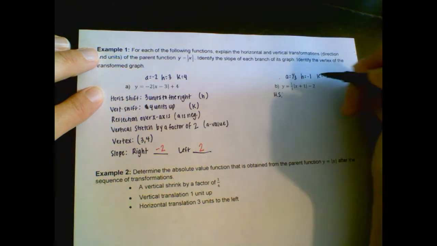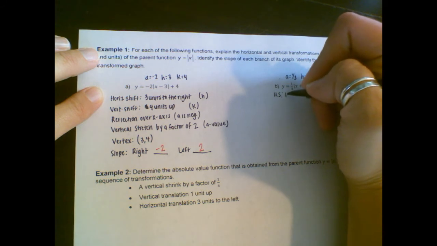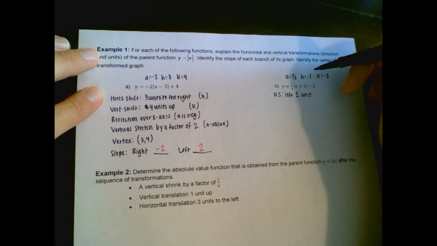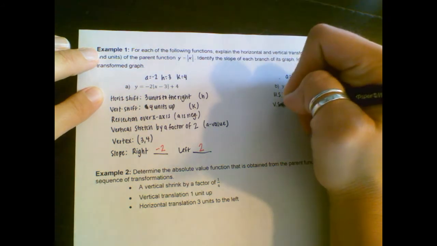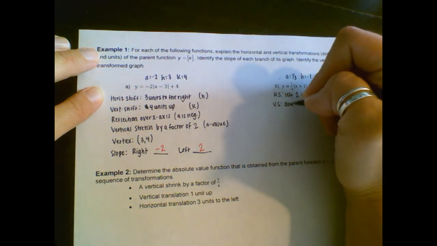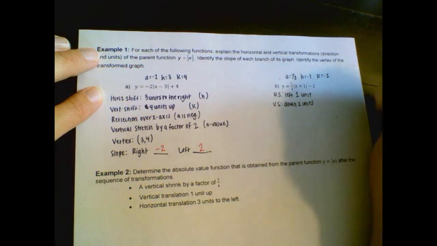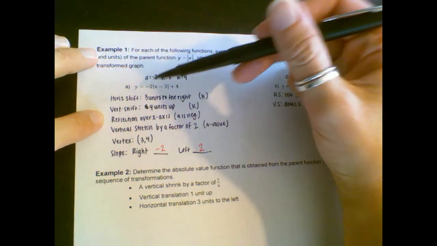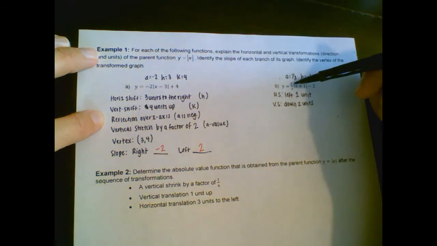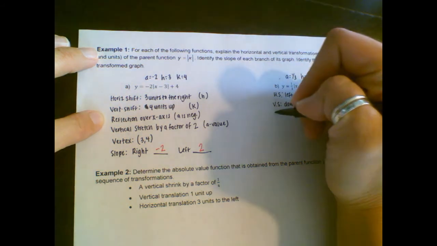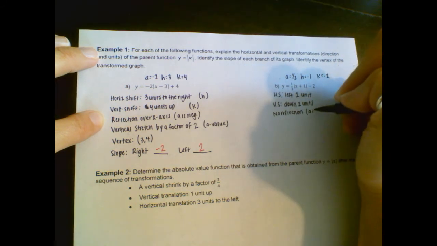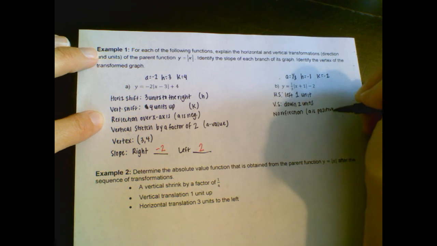So our horizontal shift, since our H value is negative, we're going to be moving to the left 1 unit. And it's 1 because our H value is 1. Our vertical shift, we are moving down since K is negative. So I'm going to say we're moving down 2 units. Here, our next thing was the reflection. Since our A value was negative in example A, we had a reflection, but since our A value here is positive in example B, there's actually no reflection. And that's because A is positive.